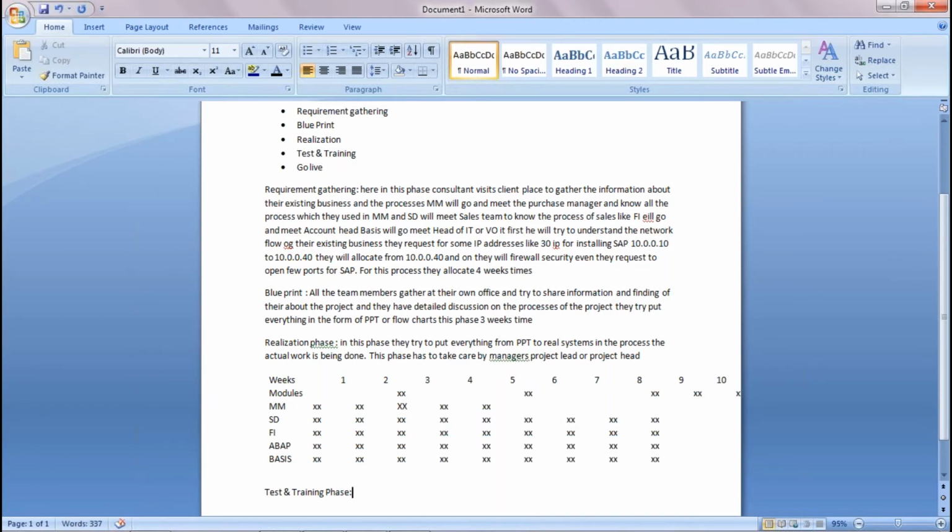Now let's see the test and training phase. What is this phase all about? This phase is all about testing and training. Before this phase, what does Basis have to do? Basis has to build a quality server and create some users in quality who are going to test the things in quality.